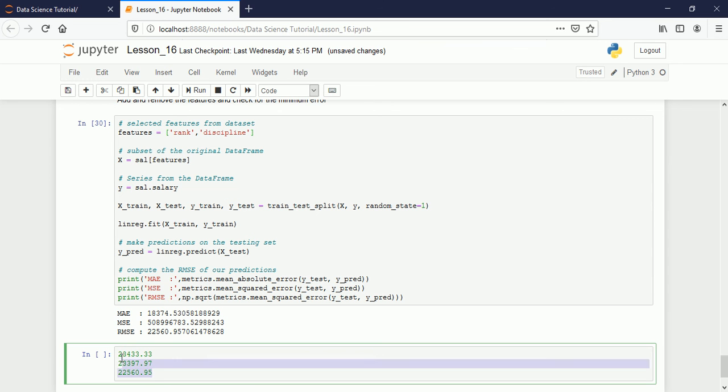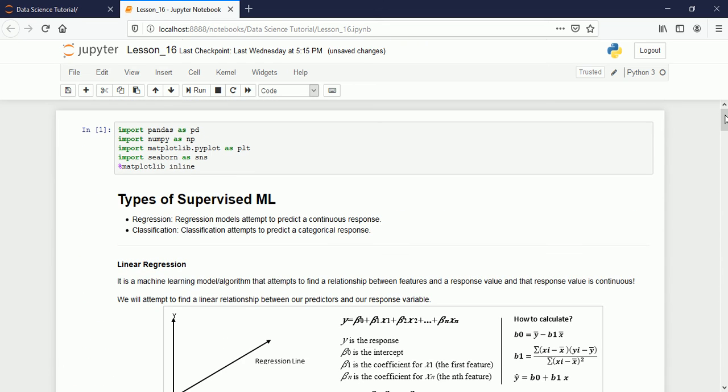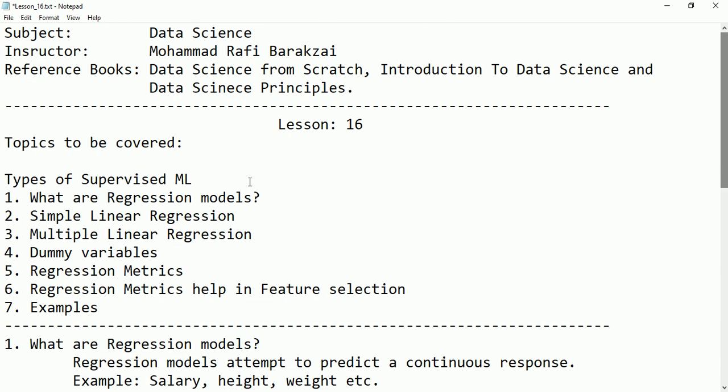So like this, we have to compare the number of errors, whether it is reducing or increasing, and select those features that reduce it, and neglect those features that increase the number of errors or the rate of error. So I hope you understood linear regression and multiple linear regression, which are types of supervised machine learning, and we will talk about classification in later lectures. We covered all these things: we talked about dummy variables, regression metrics, and then feature selection. I hope you understood this much, friends.